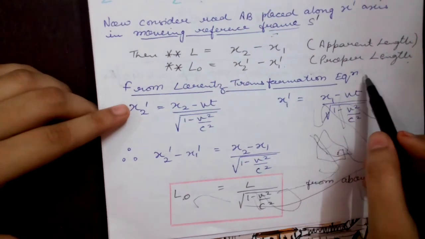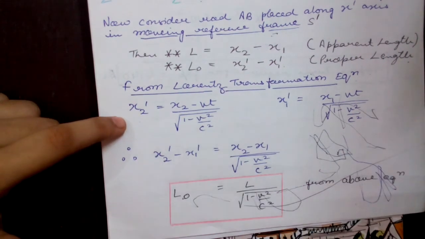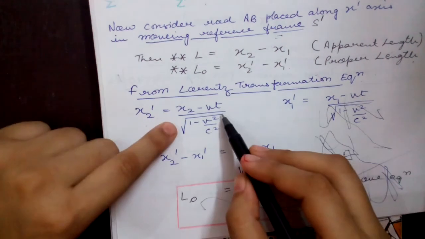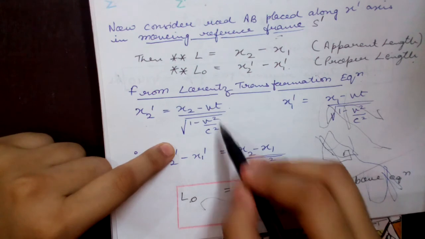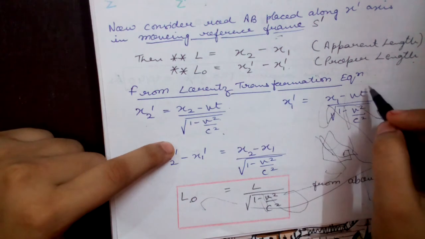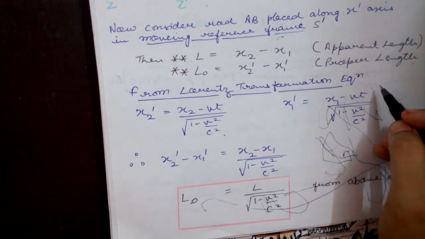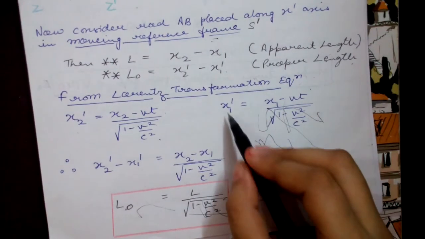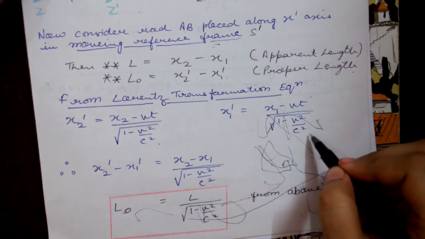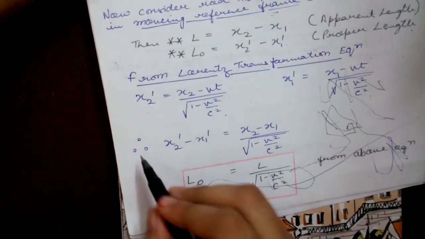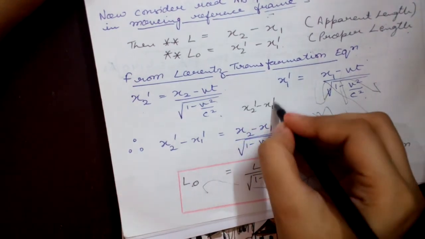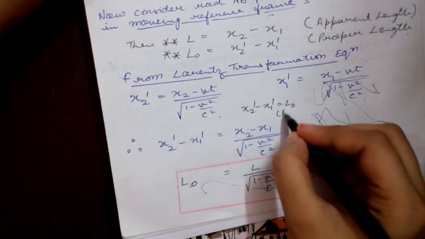From the Lorentz transformation equation derivation, we get x2 dash as x2 minus vt under root 1 minus v square by c square. If you have not understood the Lorentz transformation equation, then please go back and see my previous video on it. x1 dash is equal to x1 minus vt under root 1 minus v square by c square, so that x2 dash minus x1 dash we will get L naught, our proper length.